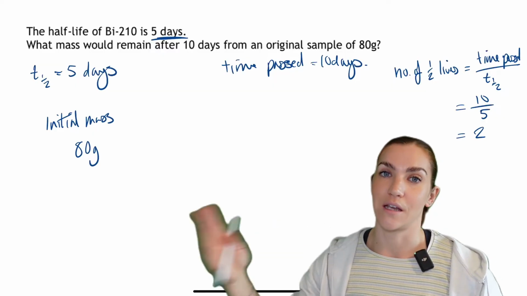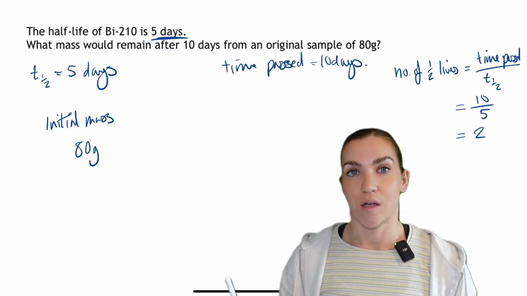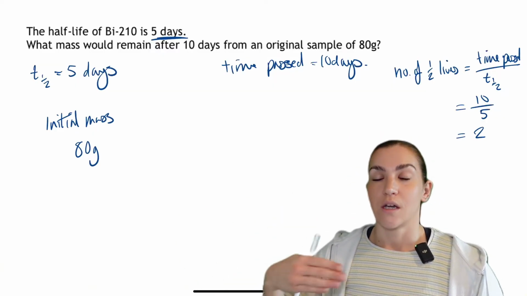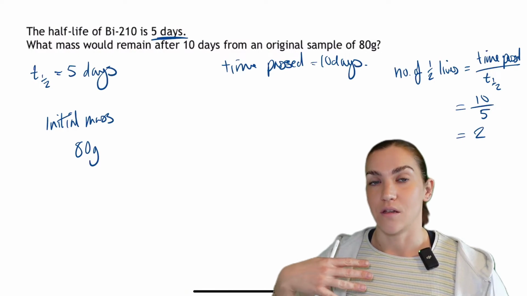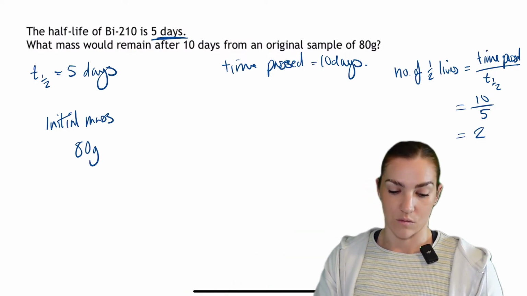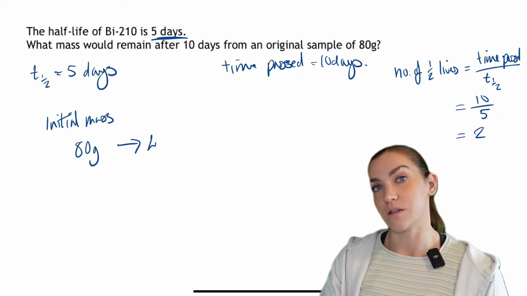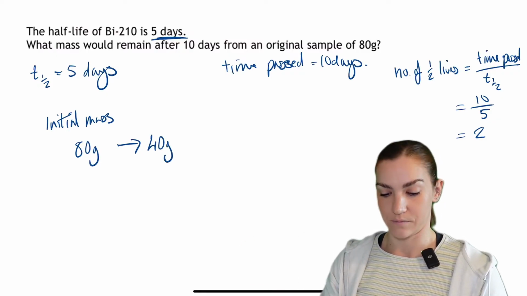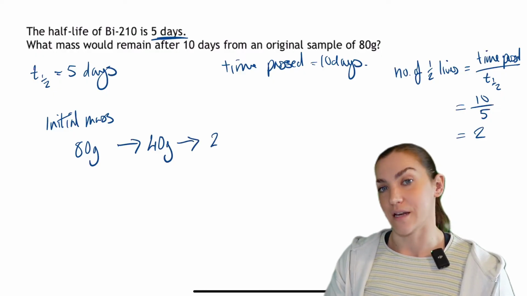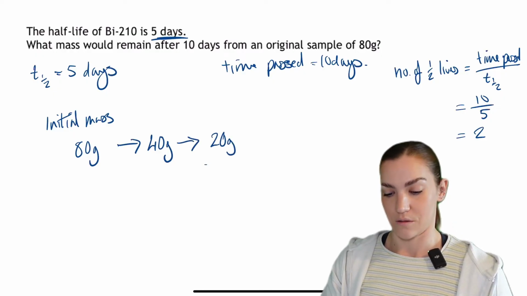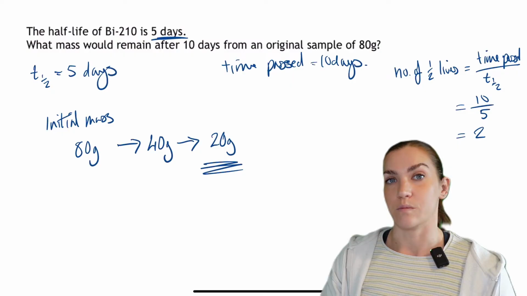Now the halving consecutively bit is important. You have to half it in 2 stages. Otherwise, you won't end up with the correct mass. So we take the 80 grams and half it once, so that would give us 40. And then we half it again, which then gives us 20 grams. So that's how much we would be left with.